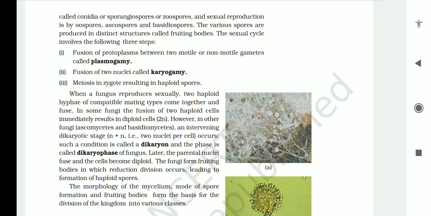When a fungus reproduces sexually, two haploid hyphae of compatible mating types come together and fuse. In some fungi, the fusion of two haploid cells immediately results in diploid cells, 2N. However, in other fungi, that is Ascomycetes and Basidiomycetes, an intervening dikaryotic stage, that is N plus N, that is 2 nuclei per cell occurs. Such a condition is called a dikaryon and the phase is called as a dikaryophase of fungus.